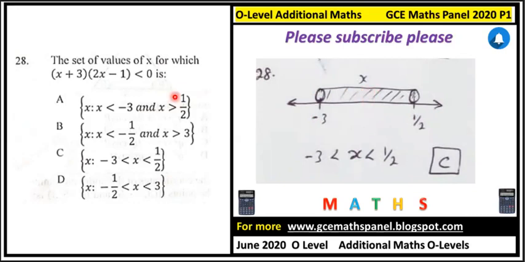So we put into this equation. So 0 plus 3 is 3, and 2 times 0 minus 1 is -1. 3 times -1 is -3, which is less than 0. It satisfies the inequality. Therefore, this region satisfies the inequality. Therefore, the solution set is -3 less than x less than or equal to a half. And our key here is C.